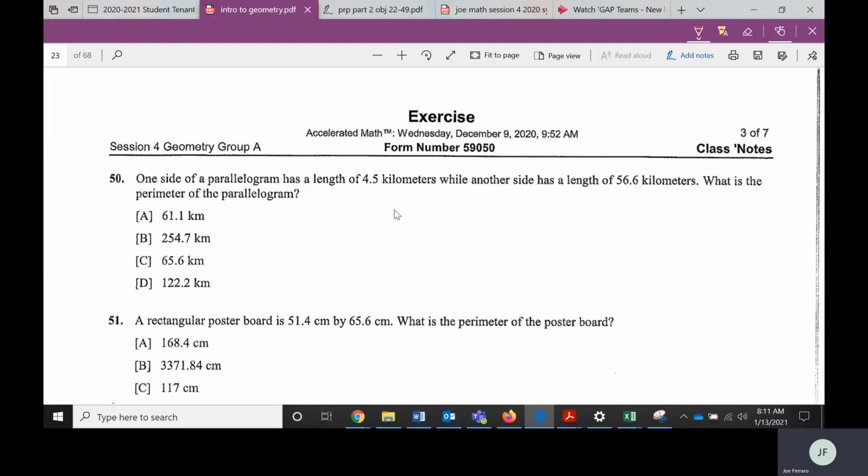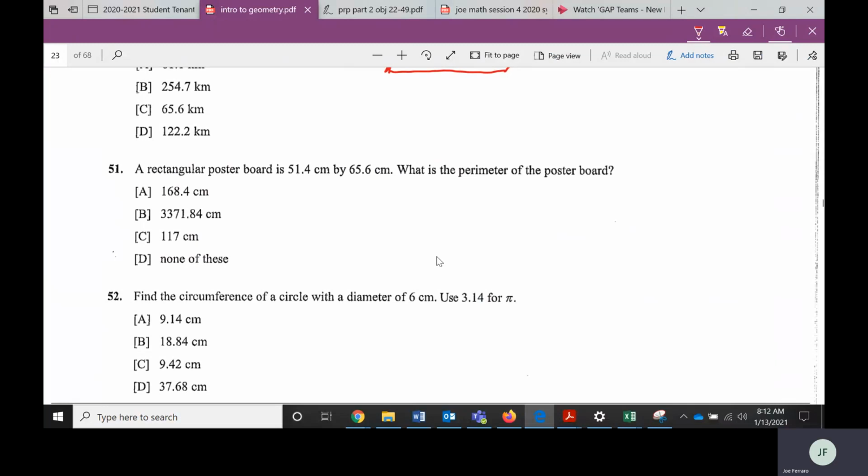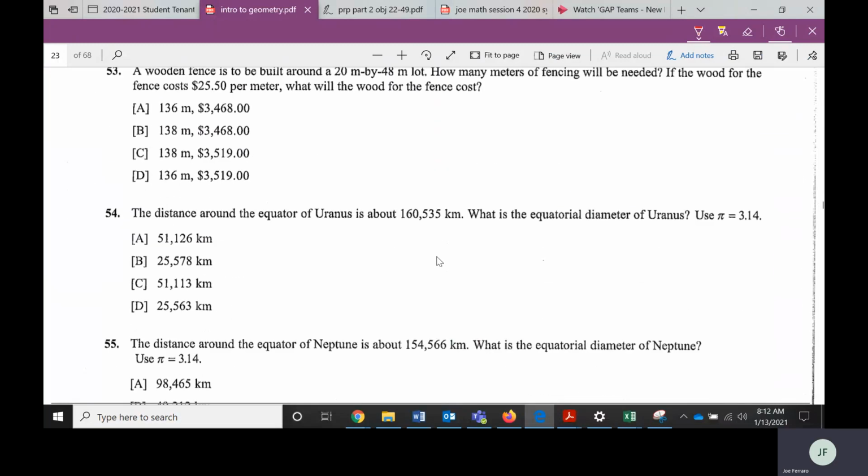So again, it doesn't have to be perfectly drawn to scale, but this is going to be, again, a parallelogram. It's going to be kind of a long, skinny one because it says 4.5 and 56.6. So all I'm going to do on that one is just draw the picture, and then you can use one of the 2 ways I did problem 43 to find the perimeter there. And again, the answers are in the back, so you do that one, you can check it and see if you did right.